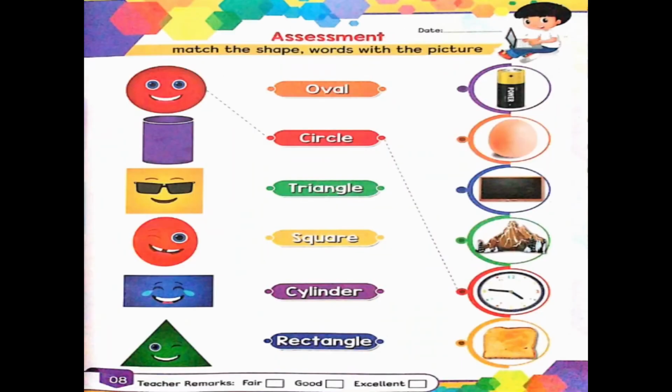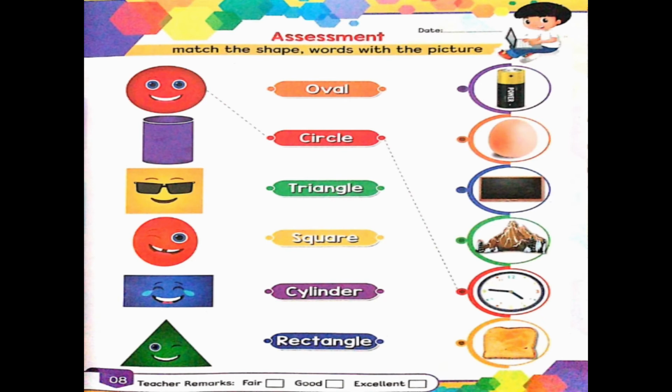Now kids, open page number 8. There is another assessment. We are going to match the shape with its name and then we will match it with the similar picture. Okay, so first shape we have round shape. So we are going to match it with circle, and then we will match it with the clock because it is also round. Now second shape is slender. Match it with slender, and then you have to match it with this cell because they are similar.